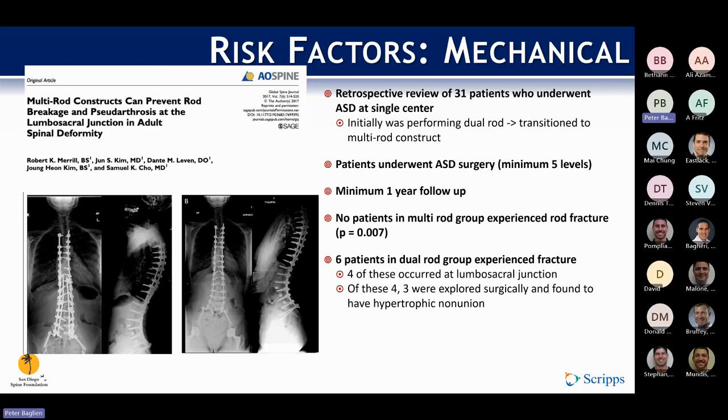This was a paper published in 2017, a retrospective review of 31 patients, a relatively small cohort, that transitioned from performing dual rod to a multi-rod construct. They found that there was no pseudoarthrosis and no rod fracture in that patient population. In the dual rod group, they did have some fractures at the lumbosacral junction, and out of 4 of those, 3 were explored surgically and found to have hypertrophic non-unions. So I think it was mostly a stability problem rather than a biologic problem.